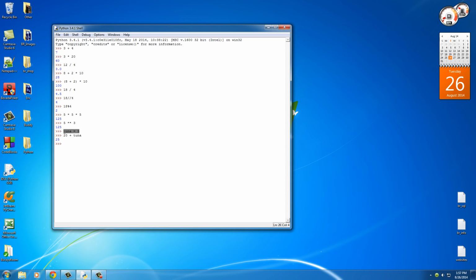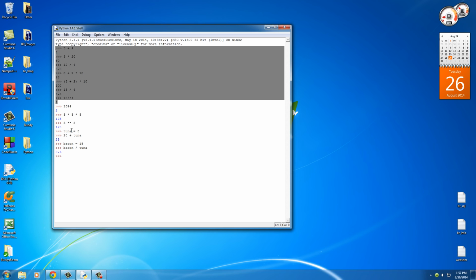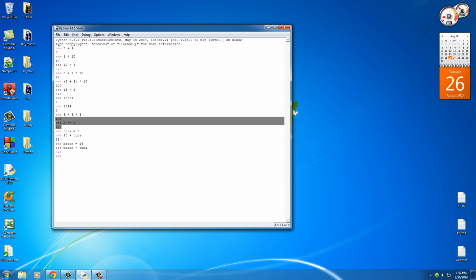Now you can actually use all variables in your equation. So if you have tuna equal to 5 and bacon equal to 18, then what you can do is put bacon divided by tuna, which is pretty much saying, okay, 18 over 5, and that is 3.6. So if you ever want to know what bacon over tuna is, it is 3.6. Pretty interesting. But now we know the basic math operators, also some cool extra things like exponents, and also how to divide bacon over tuna.